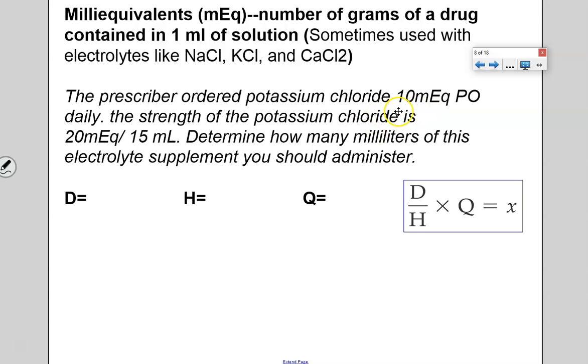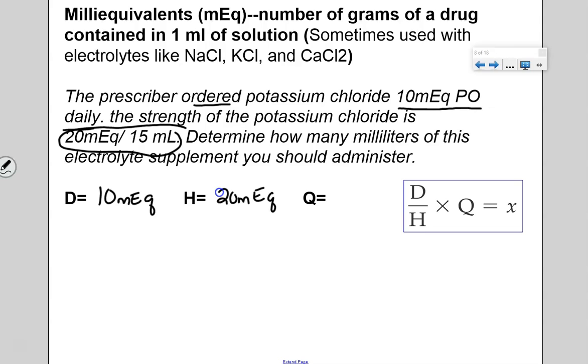Now, this one says the prescriber ordered, so that's kind of a key word, this 10 milliequivalents PO daily. Now, just remember, PO means by mouth, so they're giving this daily. So the dose is 10 milliequivalents. Now, what we have on hand, we're going to see right here. The strength of this drug is 20 milliequivalents, and the quantity that it comes in is in 15 milliliter quantities.